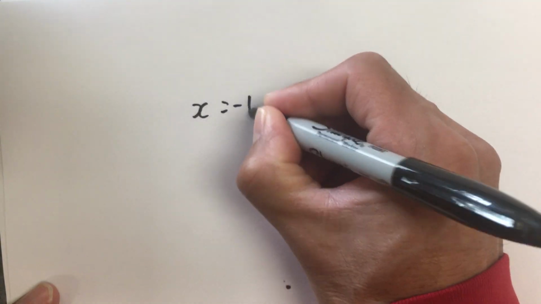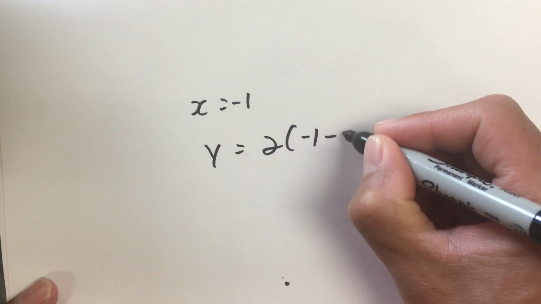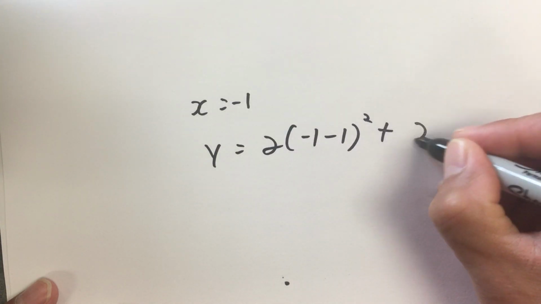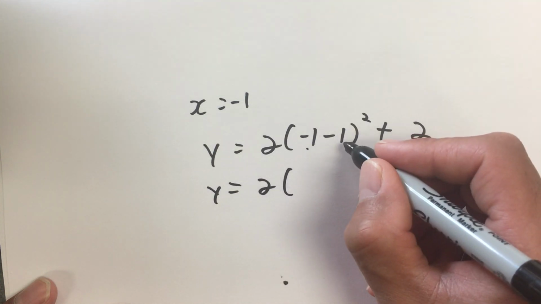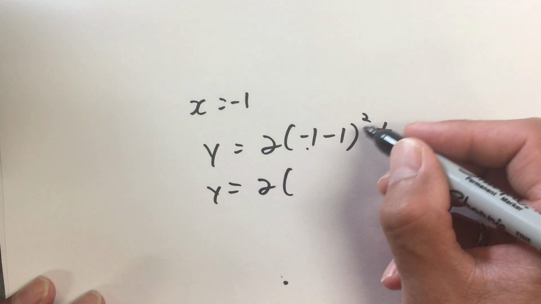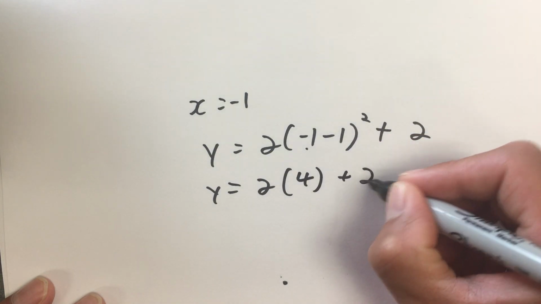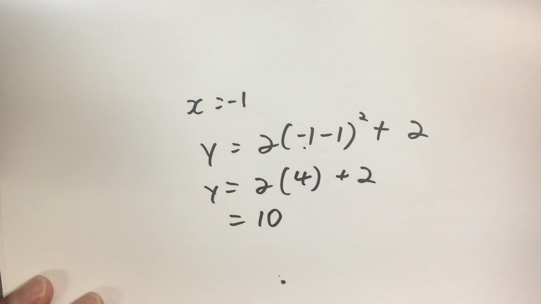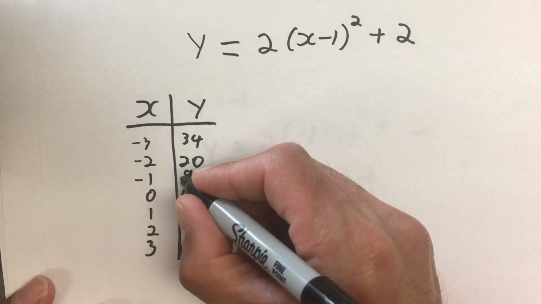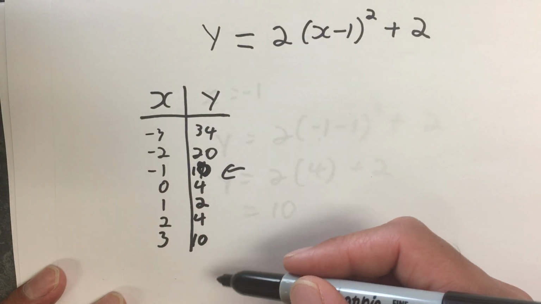So what we have here is x equals negative 1. If x is negative 1, y is 2 times negative 1 minus 1, squared, plus 2. So y is 2 times negative 2, squared is positive 4, 8 plus 2, that's 10. So I had made a mistake here. This is a 10. So as I was saying earlier, this is going to be perfectly symmetrical.